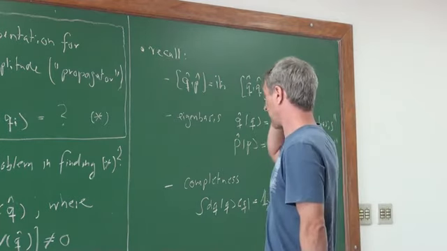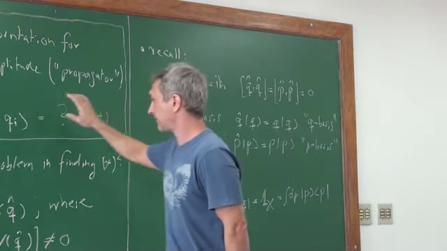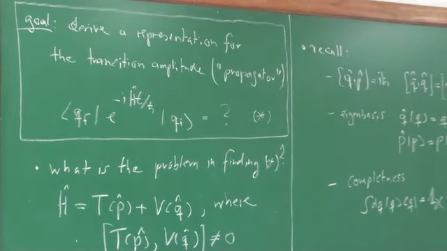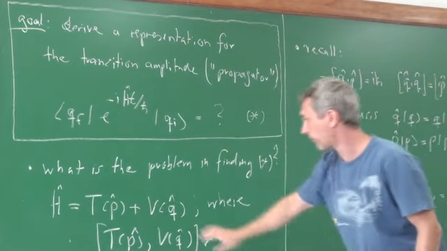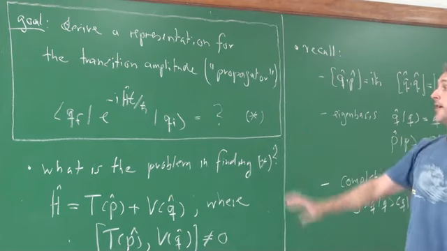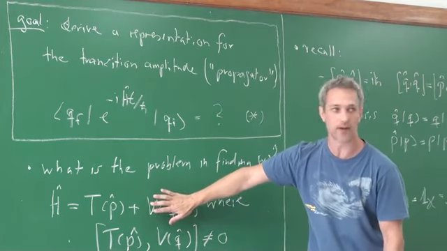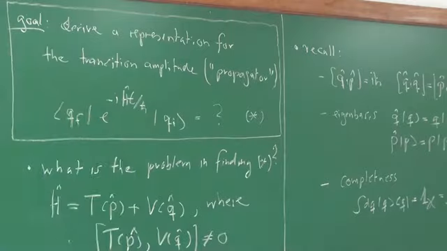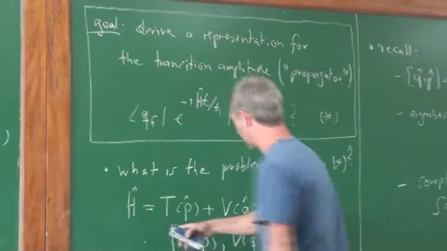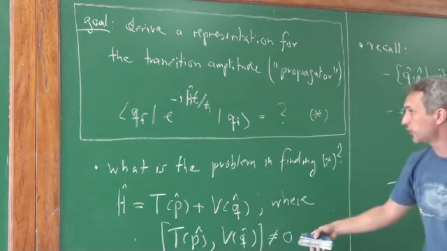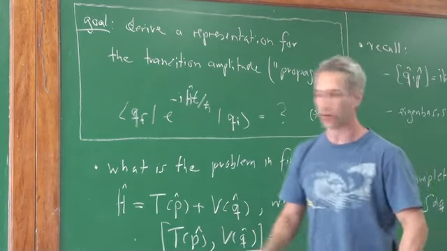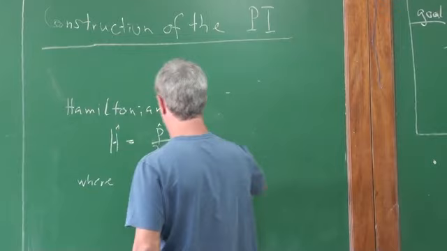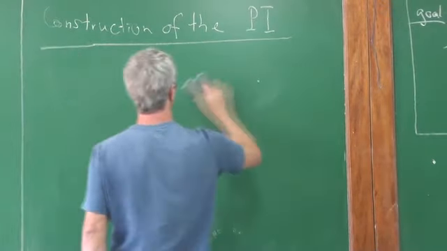Now, let me illustrate this problem by first considering the simpler problem where we only have the kinetic energy. It is very easy to derive the transition amplitude then. If all the problem is related to having two operators not commuting, then if we set the potential to 0, we shouldn't have any problem, and it should be easy to calculate the transition amplitude. Let's very briefly recall how we do this.